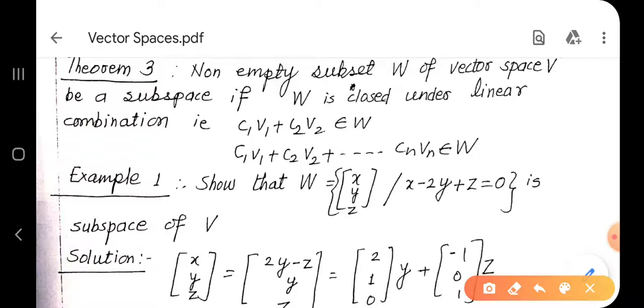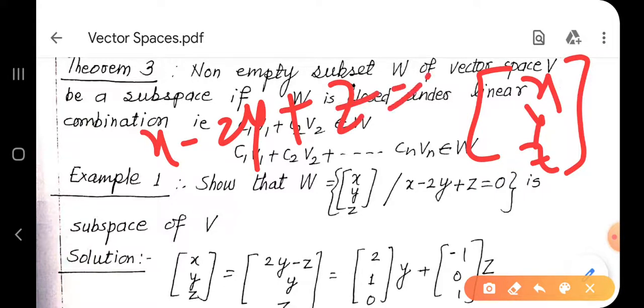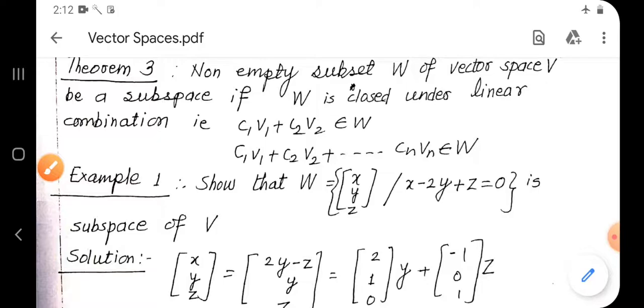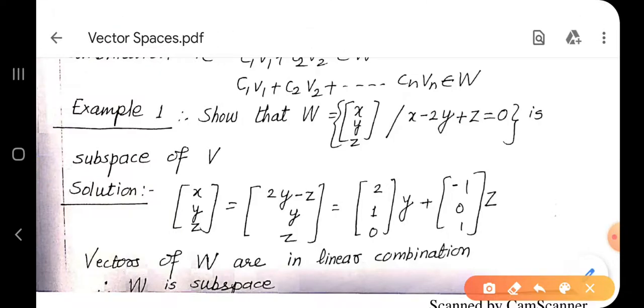Suppose I have W. Example: show that W is a subspace. So what is W here? Vectors (x, y, z) such that x − 2y + z = 0, right? If I write it as a linear combination of vectors, then we can say that W is a subspace. Or our usual method we can use. First I will tell you which method is there. Okay. XYZ. How do I write XYZ?